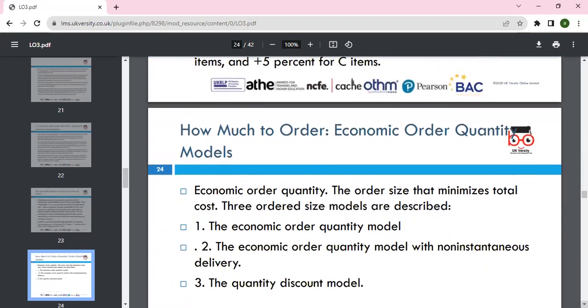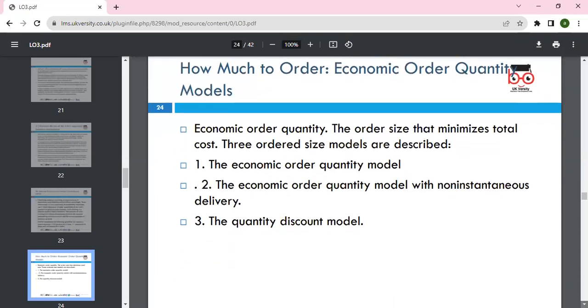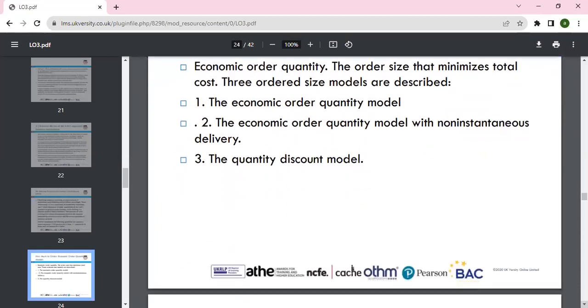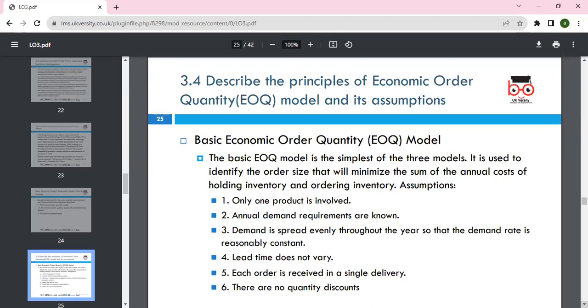Often we use the economic order quantity model, the order size that minimizes the cost: the basic economic order quantity model, and the economic order model with non-instantaneous deliveries. Yes, that's what we will carry on looking at, and we also need to look at the quantity discount model. So in 3.4 we have the principle of economic order quantity, the basic EOQ, the simplest model.